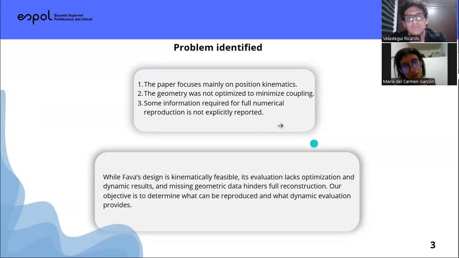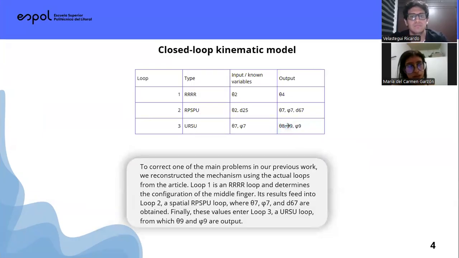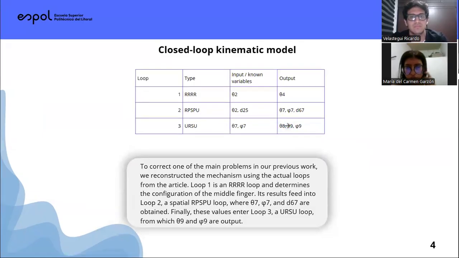The mechanism is reconstructed as 3 interconnected closed loops, RRRR, RPSUP, and URSU. The 2 independent inputs are theta2 and D25. These inputs propagate sequentially through the loops, where each loop determines the variables required by the next one. The final outputs, theta9 and alpha9, describe the final orientation of the mechanism and are used to evaluate the motion quality.